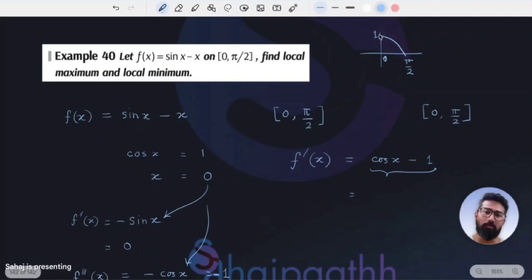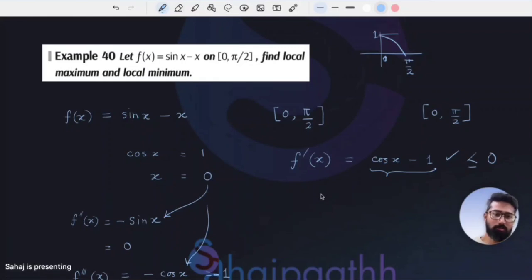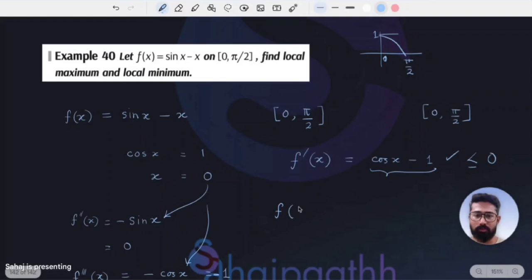So it's always some value from 0 to 1. At the first point this is 0, but then the value of this function keeps decreasing and it's always negative. So it's negative semi-definite. This is less than or equal to 0, which means it's a decreasing function. F prime x is always less than or equal to 0. It's a decreasing function, which means that the first point gives you the maximum value and the last point gives you the minimum value. That's how you say that f of the first point 0 is my maximum value.